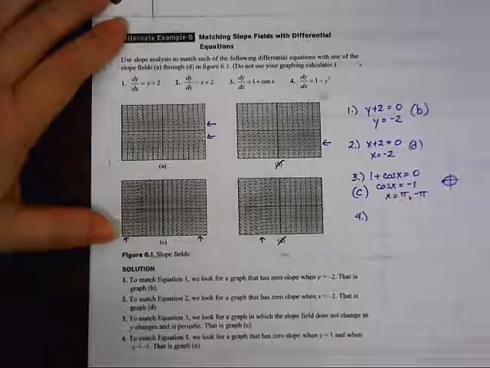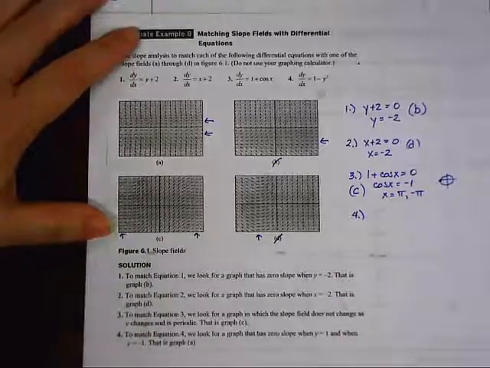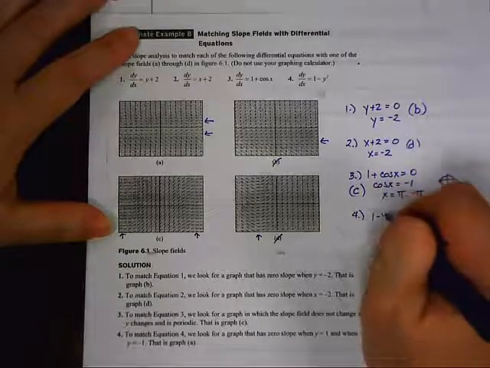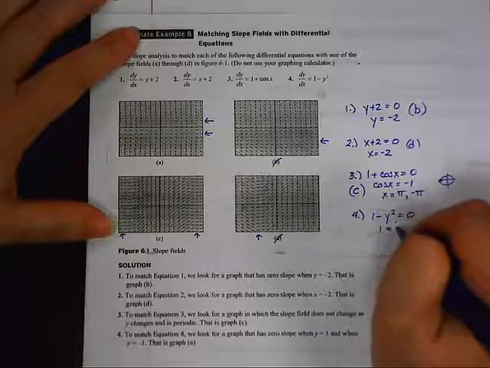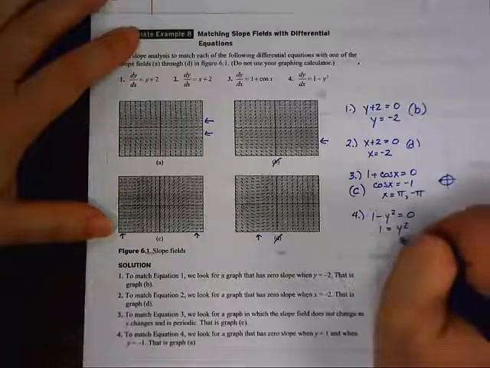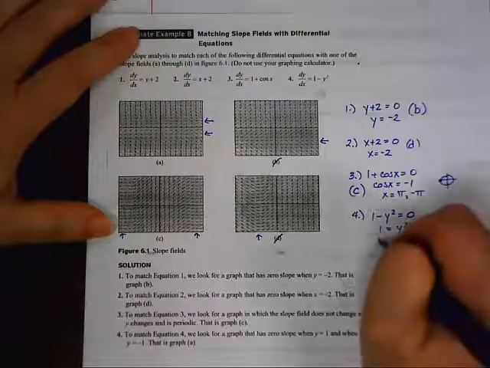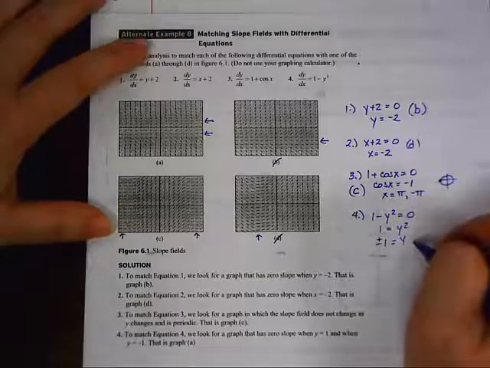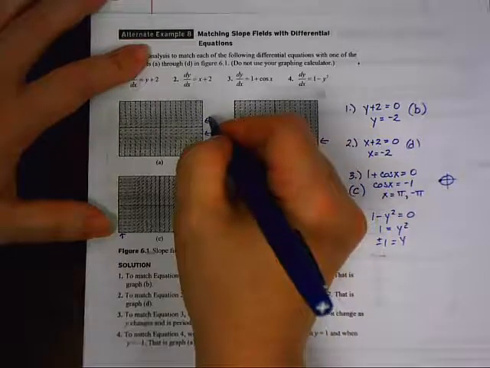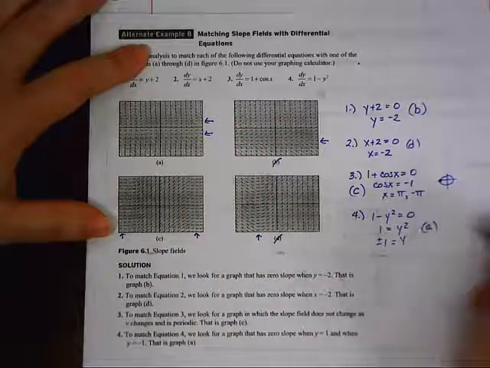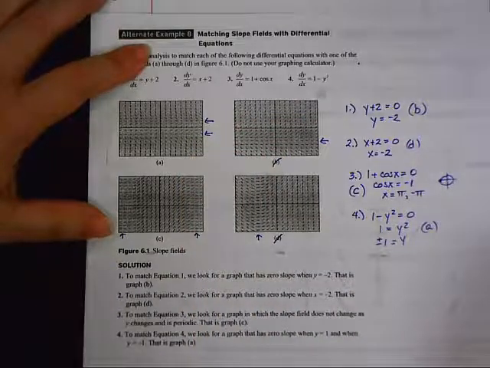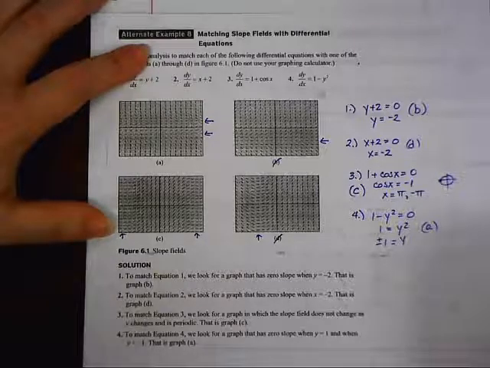Now I'm going to go ahead and do number 4 because I want to double check myself. It says 1 minus y squared equals 0. 1 equals y squared. So y equals what? Plus or minus 1. And notice that there are 2 answers, both close to the x-axis, so this one does have to be A. Do you have any questions on what I did?